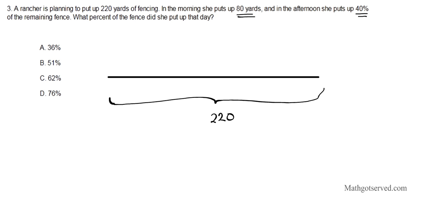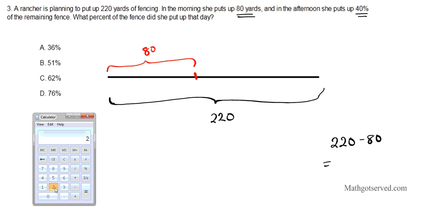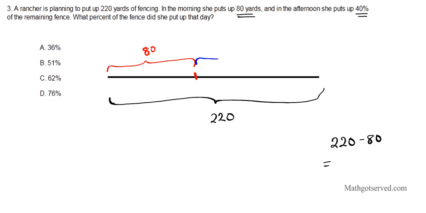So first of all, she put up 80 yards. Okay. So if she puts up 80, how many does she have left? She has 220 minus 80 left, right? 220 minus 80. All right, let's do the calculation real quick. 220 minus 80 is 140. So she has 140 left. Okay. All right. So out of this 140, she puts up 40% of this 140.